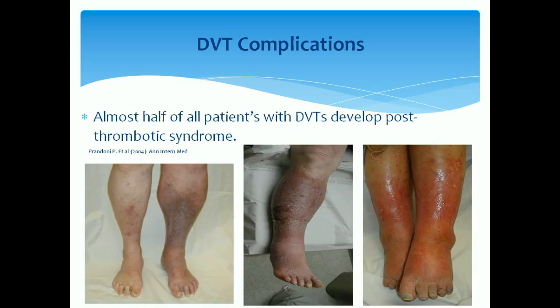We've just got a few pictures here of decreased skin tone and things like that. These should be pretty common with some of the older patients you'll see.